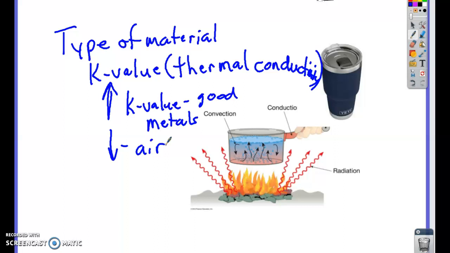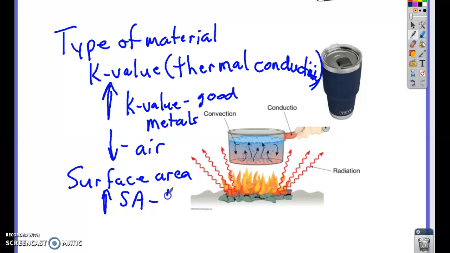Then the next thing is the surface area. Basically, you're going to lose heat from the surface because that's where the interface between cold and hot is. So basically, the bigger the surface area, the faster you are going to lose heat. There's going to be a lot more heat flow if there's more surface area.